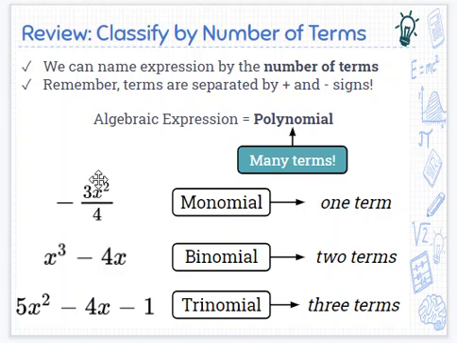An example is negative 3x squared over 4. Your second example is a binomial, two terms. x cubed is your first term, minus 4x is your second term. And last but not least, you have a trinomial, which is a three-term polynomial. In this example, 5x squared is your first term, minus 4x is your second term, minus 1 is your third term. Notice, especially with negative terms, we have to include the negative sign as part of our term.